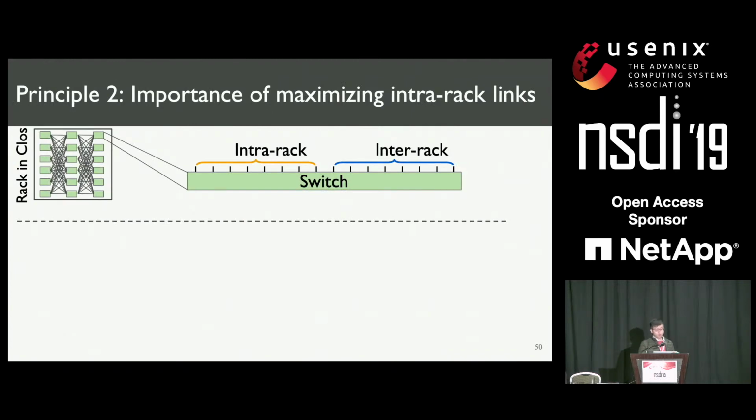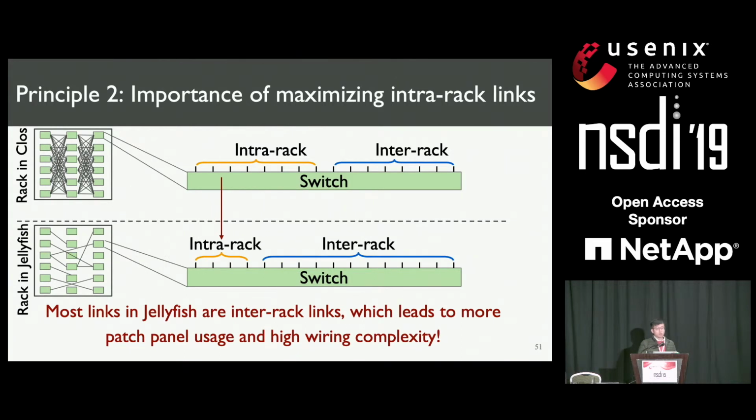The second principle we learned is the importance of maximizing intra-rack links. As shown in this figure, some regular parts in Clos with dense links can be packed into a single rack. And those links are cheap, short, and easy to manage. However, Jellyfish does not have this nice property, so most links in Jellyfish are inter-rack links, which leads to more patch panel usage and high varying complexity.